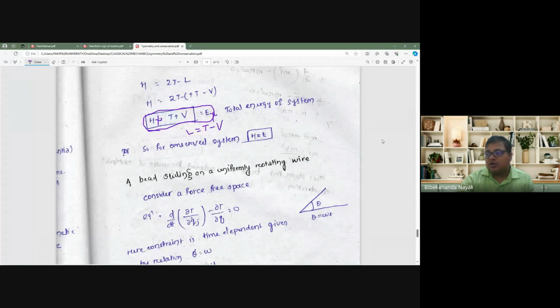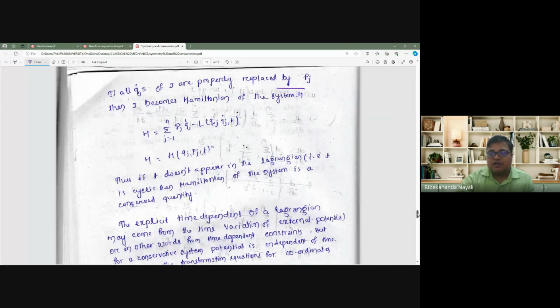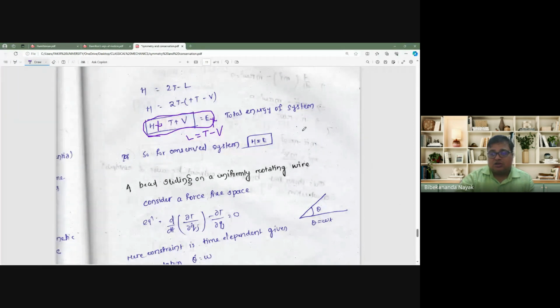Another thing is we can calculate the Hamiltonian from the Lagrangian using this formula: H is equal to summed over j, the number of generalized coordinates, Pj Qj dot, minus L. But we replace all the Qj dots through Pj. H is a function of Qj, Pj, T. There is no Qj dot. So this is your conservation of energy. Clear? Now go to this slide.